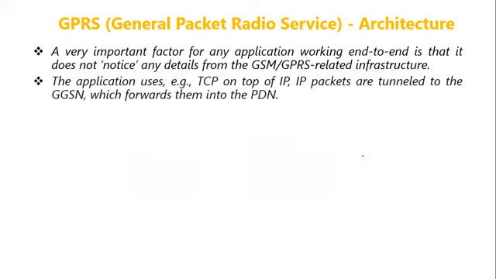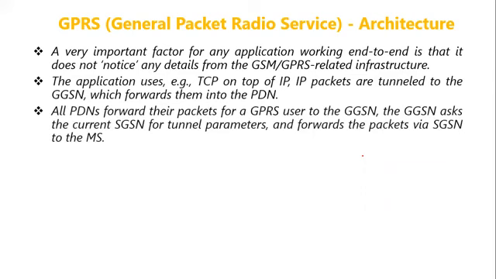A very important factor for any application working end to end is that it does not notice any details of the GSM or GPRS related infrastructure. That is, the end user does not know whether he is availing service from GSM or from GPRS. The application uses, for example, TCP on top of IP. IP packets are tunneled to the GGSN, which forwards them into the PDN, the public data network. All PDNs forward their packets for a GPRS user to the GGSN. That is, if a PDN is receiving any packet for a GPRS user, it will forward it to the gateway GSN.